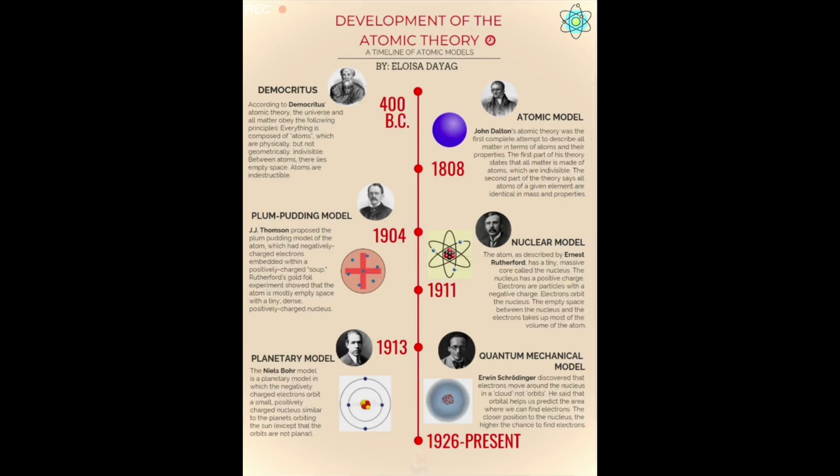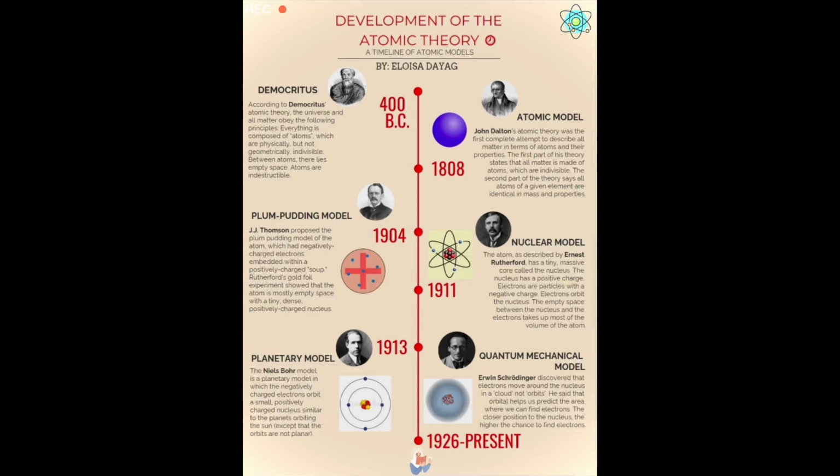Later on, in 1913, by Niels Bohr's model, Niels Bohr created a more practical and planetary model, in which the negatively charged electrons orbit a small positively charged nucleus. This is similar to planets orbiting the sun, except that the orbits are not planar.